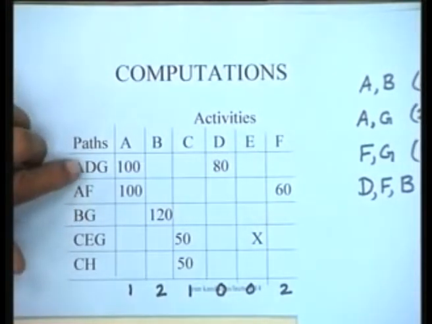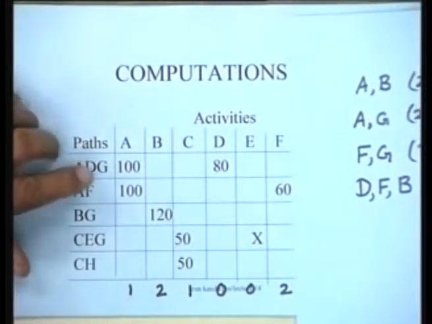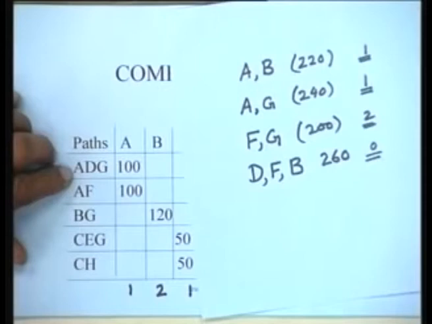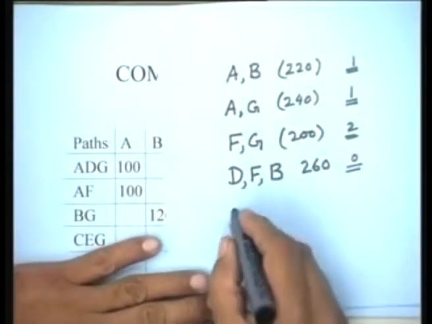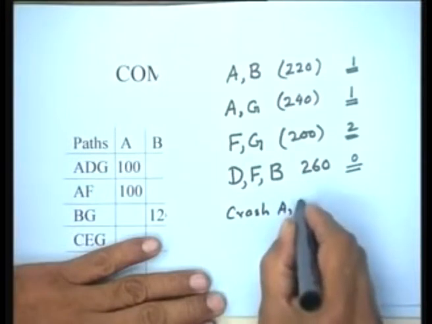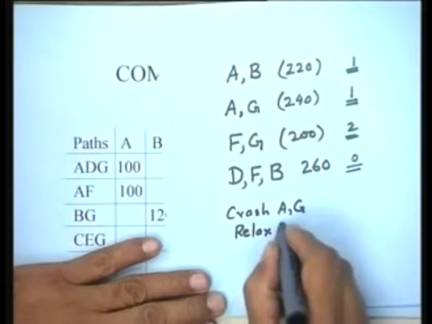So what can be done is that D, which was previously crashed, can in fact be relaxed, because we don't want to reduce it by 2 days. We want to reduce it only by 1 day. So what you can do is, if I for instance say that crash A and G by 1 day and relax D by 1 day.